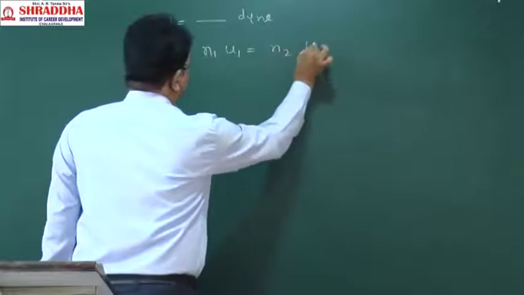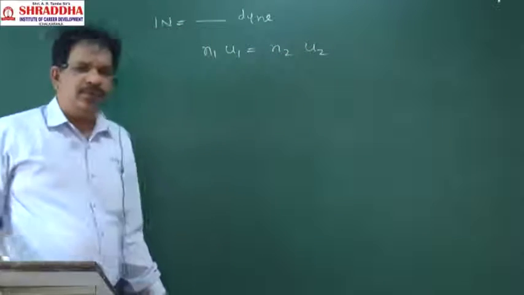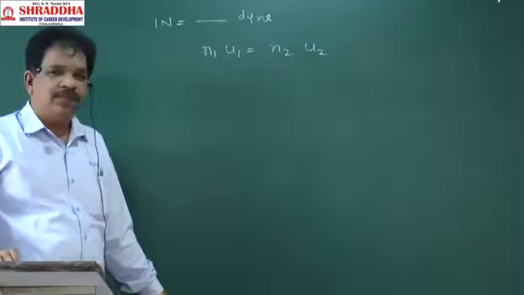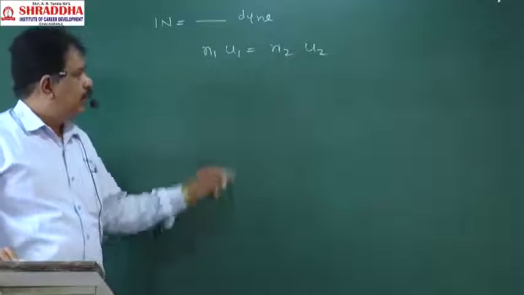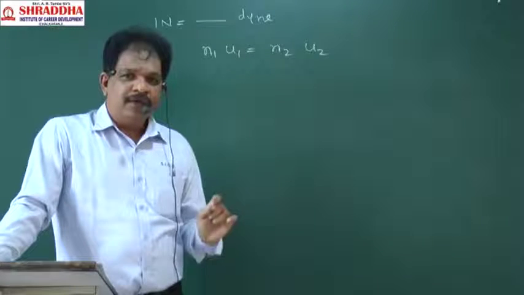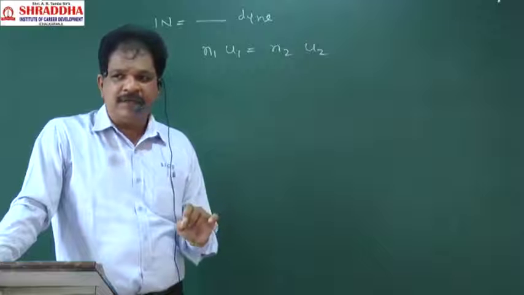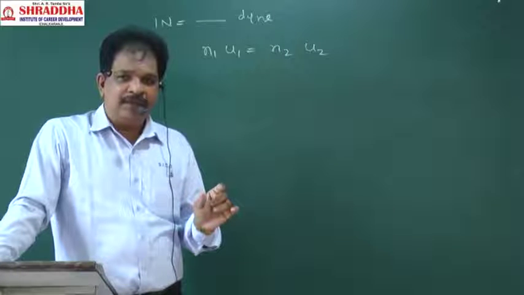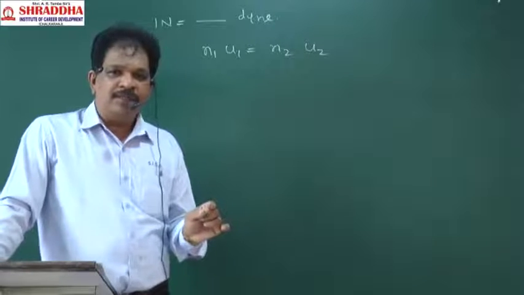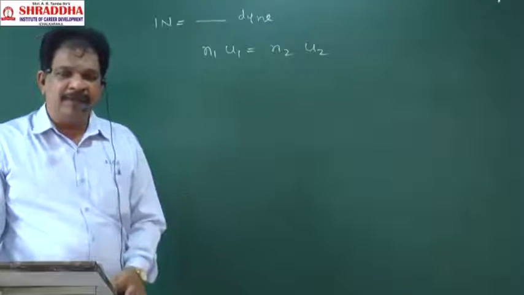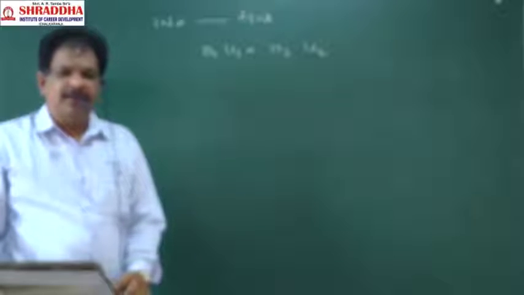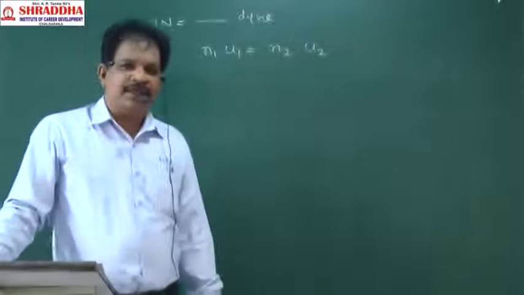N1 U1 is equal to N2 U2. Clear? Here N is the number, U is the unit. If the unit is big, the number will be small. If the unit is small, the number will be big. Both are inversely proportional to each other, but their product remains the same.